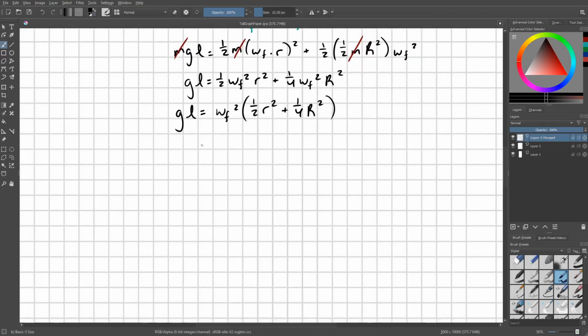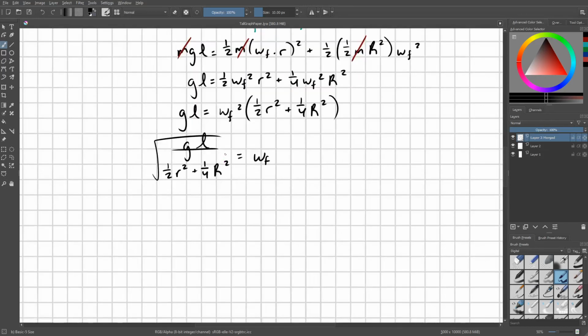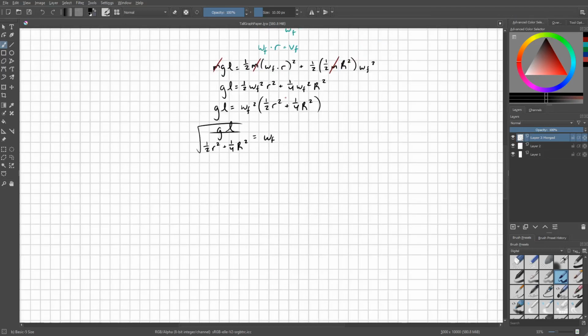And now we simply isolate omega final. So we write gL over (1/2 r squared plus 1/4 big R squared) equals omega final squared, right? And to get rid of this square, we simply take the square root of both sides. Yes, technically this is plus or minus, but we recognize that we only care about the positive rotation.